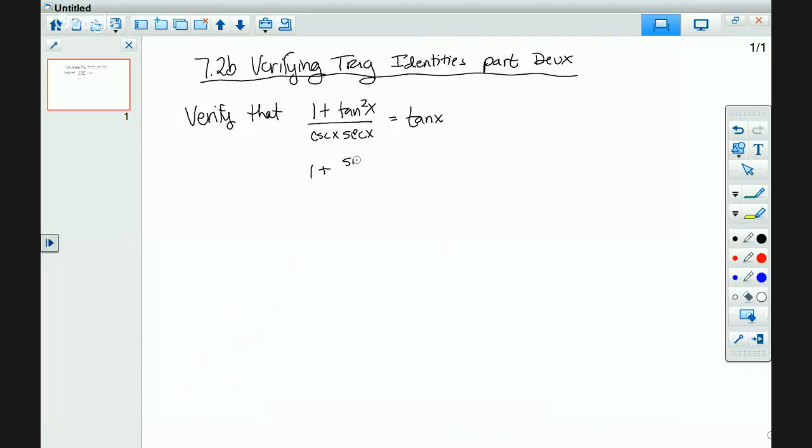And cosecant, 1 over sine. Secant is 1 over cosine. And let you off the hook because you already told me that one. Okay, that looks pretty nasty. Right? Yeah, it does.